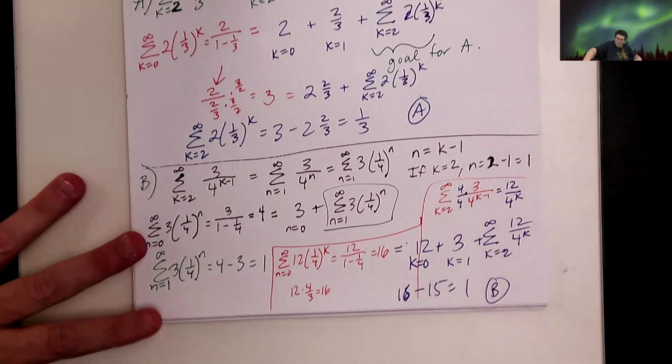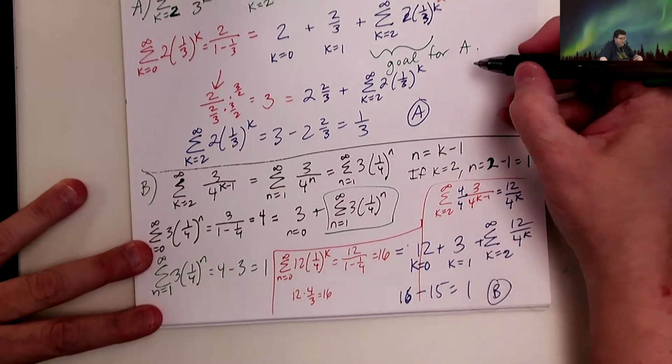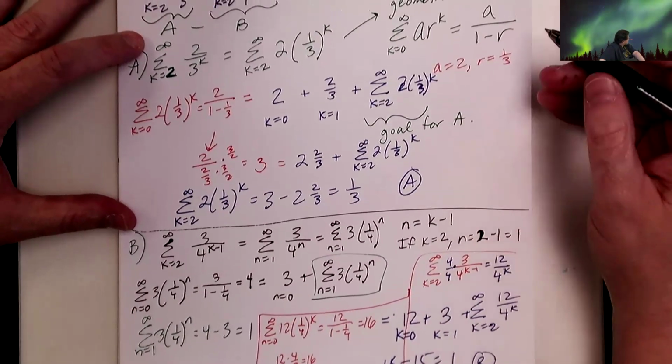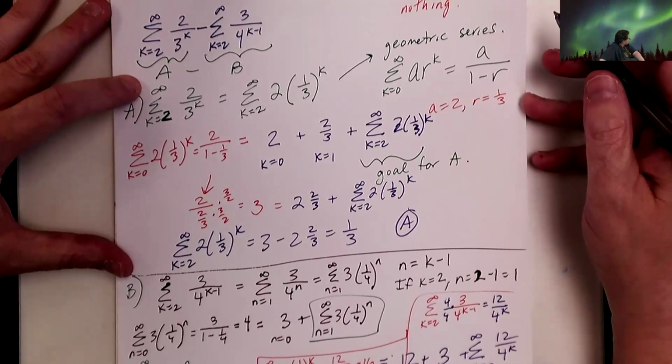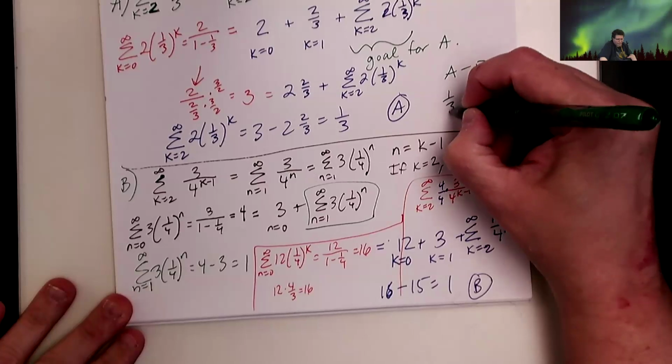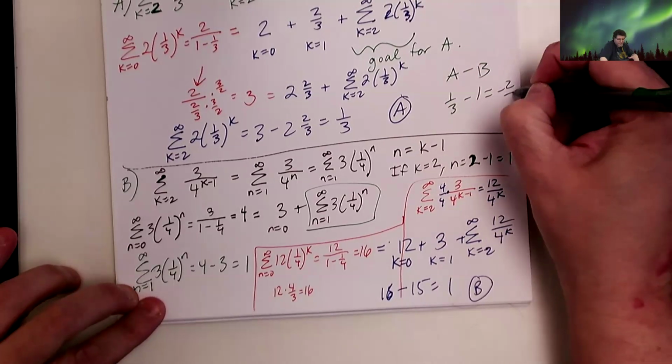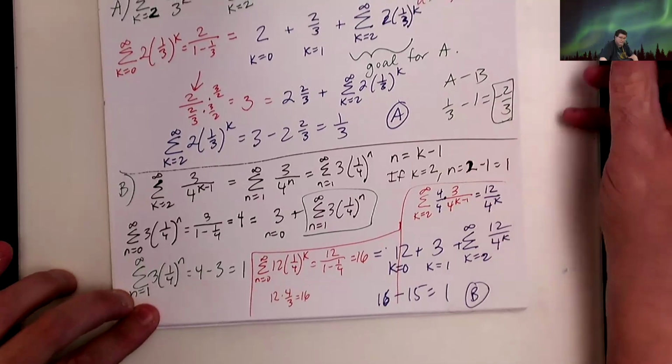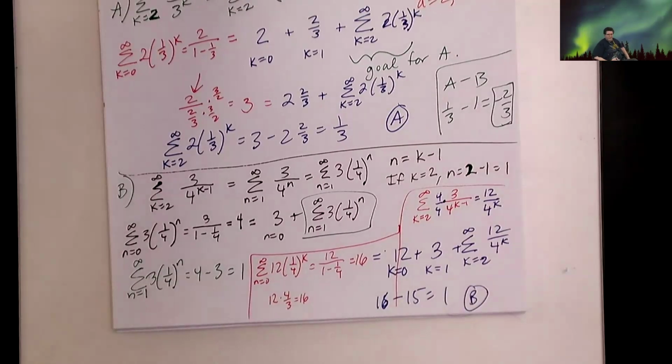We wanted A minus B though. Come back up here. A minus B was what we were looking at. So A minus B, 1/3 minus 1 is -2/3. So that's the end product of the entire series. And we found the sum. And it was negative. All right, let's take a 10-minute break and then we will do the integral test.